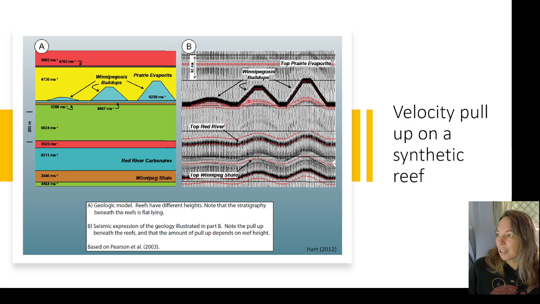Because the velocity is so much higher in the carbonate reefs or buildups, the energy travels through it much more quickly, and we get an artificial kind of structure, that pull-up below the carbonates. And of course, you can notice that the thicker the buildup is, compared to this thinner one over here on the left-hand side, the more pull-up you get. And that's because the energy's gone faster for longer. So just something to keep in mind. This is really important if you're interpreting deeper data, particularly below carbonates or below a salt dome.